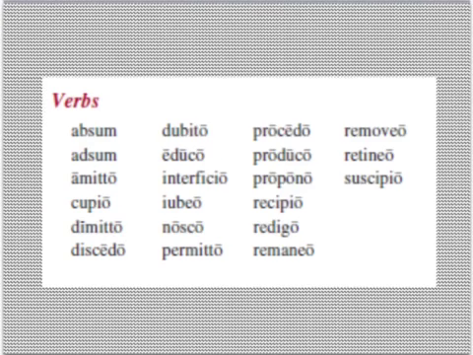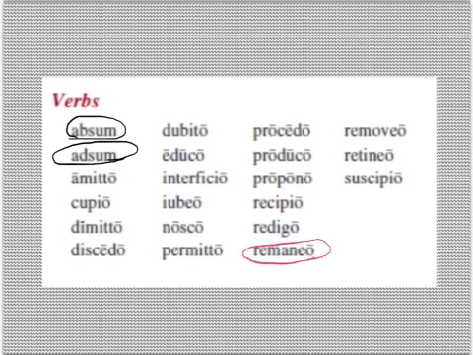So for our verbs, obsum and adsum are basically forms of sum with ob or ad in front of it. Absum means absent, away, like absent, and adsum means present or near. And then let's see if we can find our second conjugation ones. Those are our eos. So remaneo, retineo, removeo are all second conjugations.